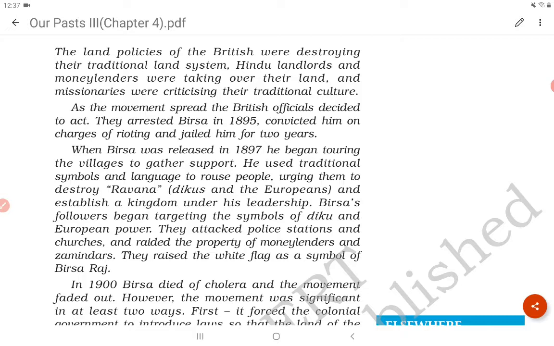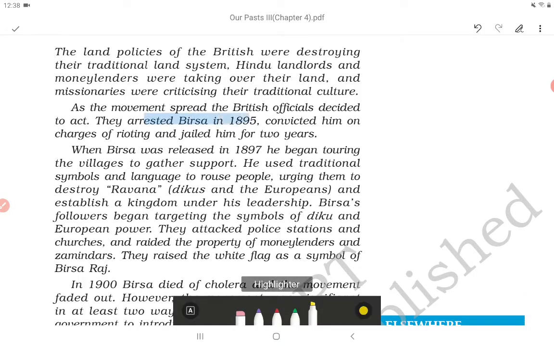As the movement spread, the British officials decided to act. They arrested Birsa in 1895, convicted him on charges of violating, and jailed him for 2 years. When Birsa was released in 1897, he began touring the villages to gather support. He used traditional symbols and languages to rouse people, urging them to destroy Ravana, Dikkus, and the Europeans, and establish a kingdom under his leadership.